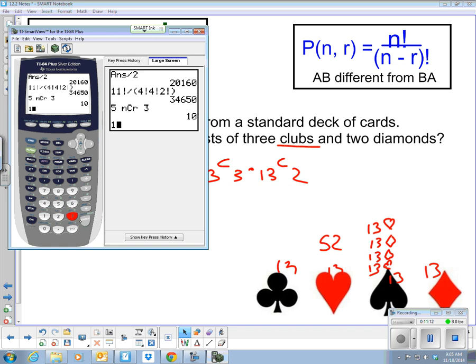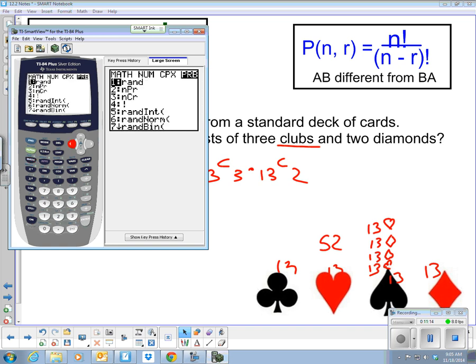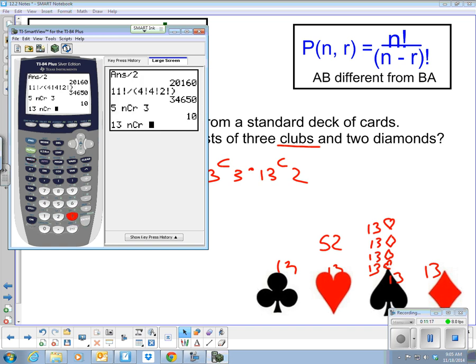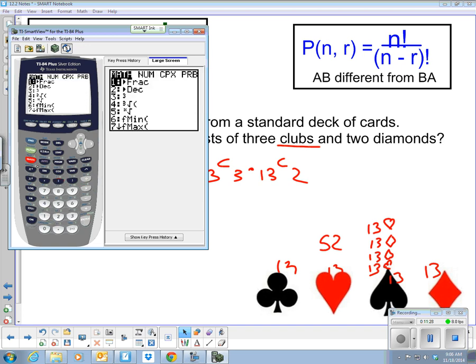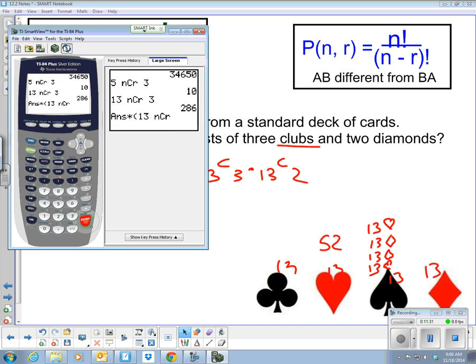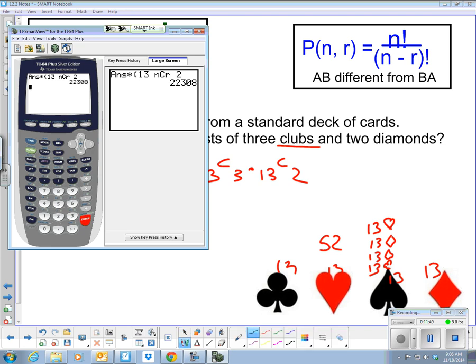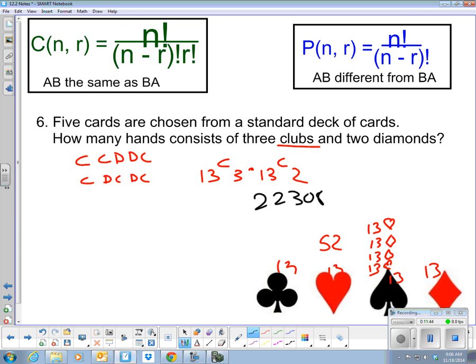So there you go, 13, math, PRB. If you just hit like 3, it automatically comes up. So 13 choose 3, that's going to be that one. So you get 286 ways to get 3 clubs. You want to multiply that times, I like to put in parentheses just to be safe, math, PRB, nCr. Oops, forgot to put 2 in there. 2, like that. So 22,308 different ways to do that. So that's going to be your answer, 22,308.